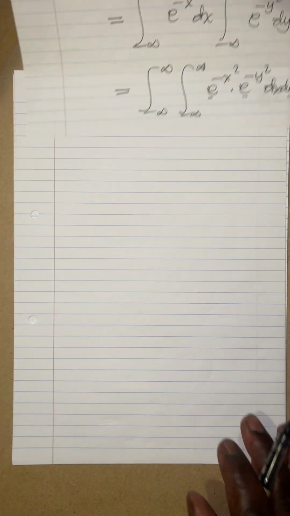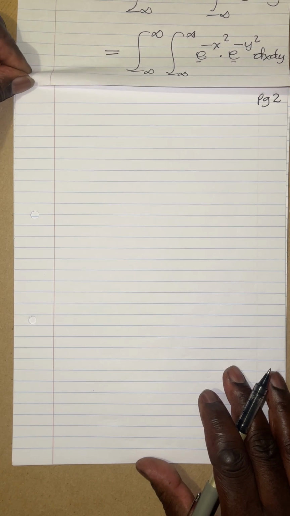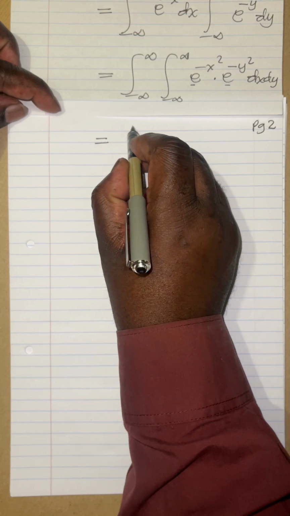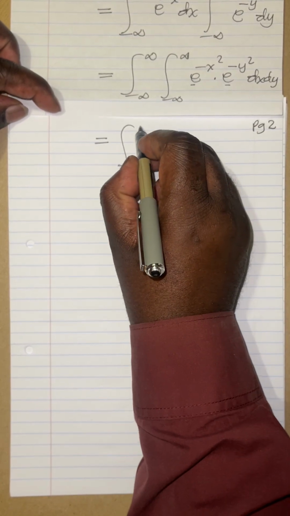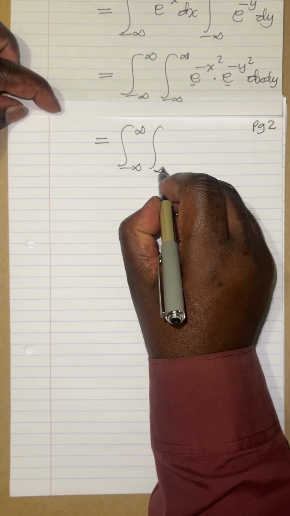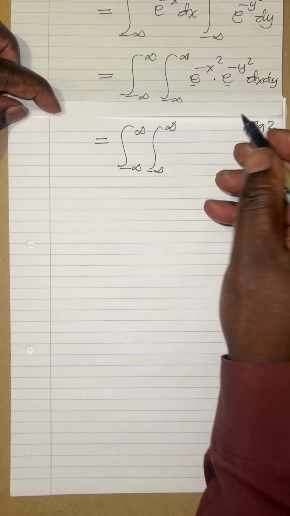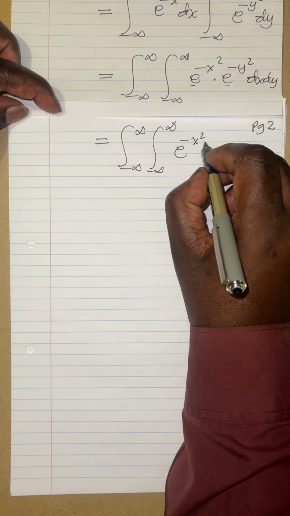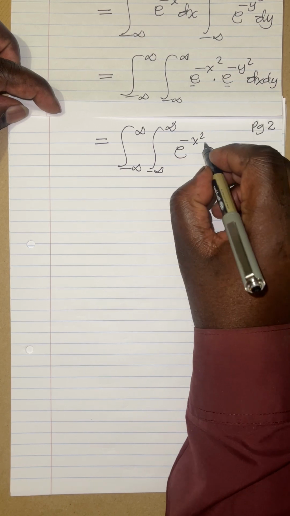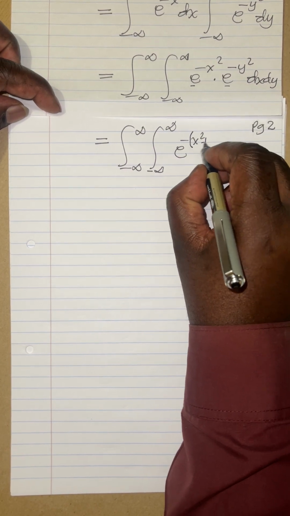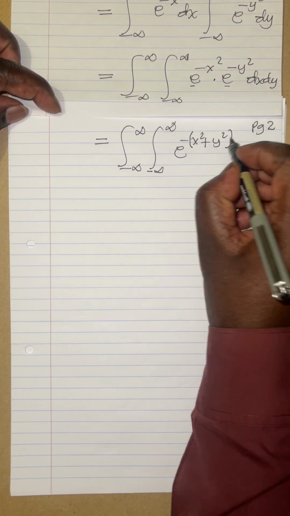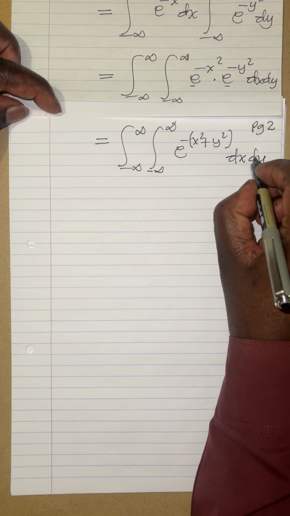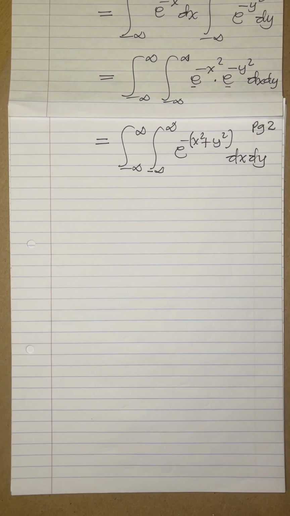Taking us to page 2, we're going to basically say now that our double integral will change to the integral from minus infinity to positive infinity, from minus infinity to positive infinity of what? Of e to the power minus x squared. If you like, we're adding the powers, so if I use brackets, plus y squared like that. And then we have dx dy. Hopefully you catch that.